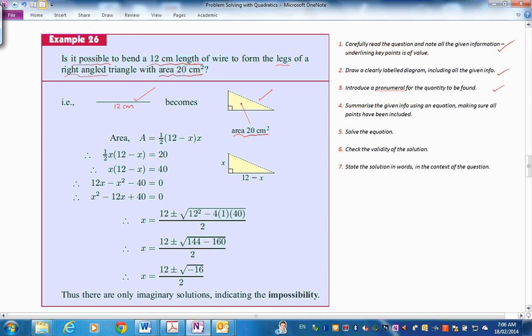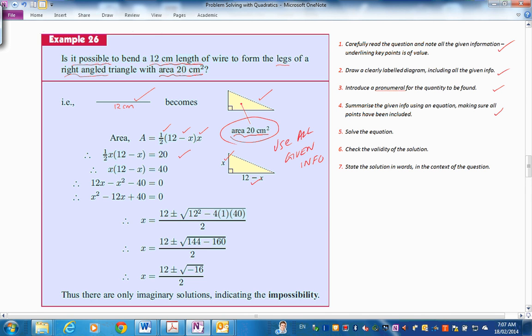Introduce a pronumeral for the quantity to be found. So we could introduce the altitude of the triangle being x, and the other side you wouldn't introduce another pronumeral, you'd use 12 take x, trying to keep it to just one pronumeral. Have we used everything? Yep. Now we can write an equation. We've summarised it, now we want to summarise it with an equation. So the area is a half base times height, and that has to equal 20. Have we got everything in there? Yes. Use all the given info, all of it. That's important.